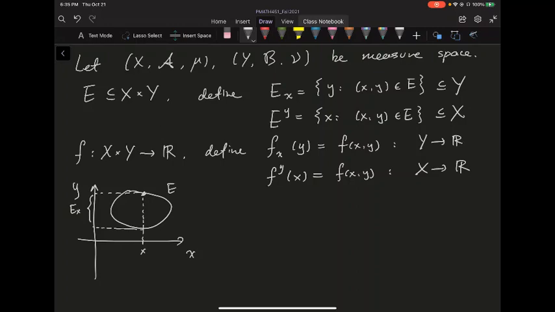For functions, you can define something similar. For example, take f(x,y), fix an x, and treat it as a constant. You get a function of y, called f_x. You do the same for y, and you get f upper y, which is a function of x.